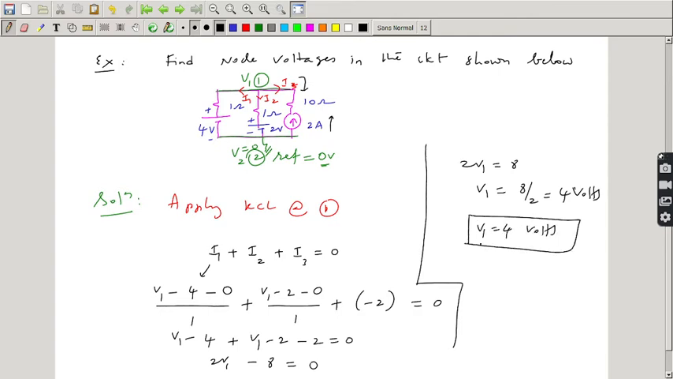Okay. So if n number of nodes are there, you can solve by application of KCL, and you can solve those equations and you will get the node voltages.